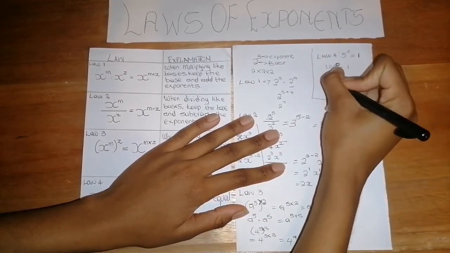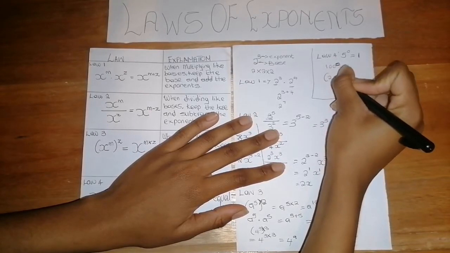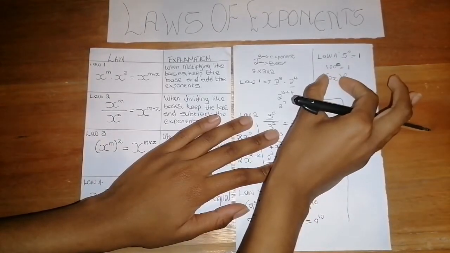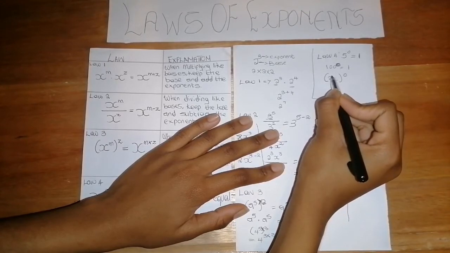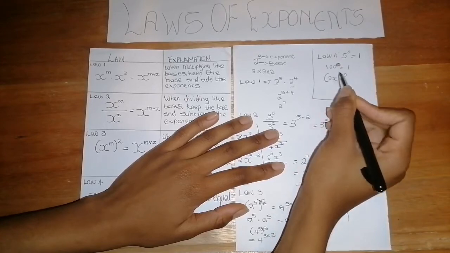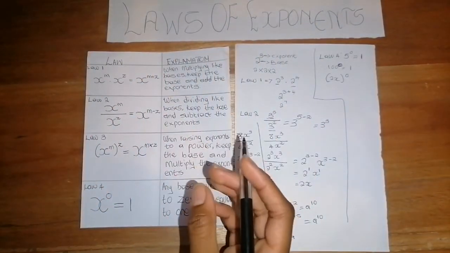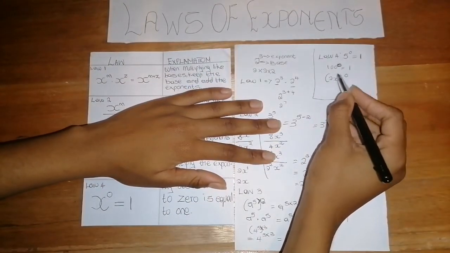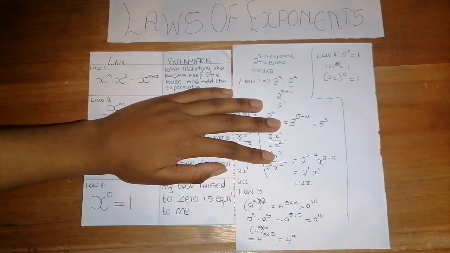Or let's say you have a bracket, maybe (2x) to the exponent 0. As you can see, this whole term is raised to the exponent 0. Not 2 alone is raised to the exponent 0, and not x alone. This whole term. Why am I saying so? Because it is in brackets and the 0 is raised to the whole bracket. So this term, 2x, will be equal to 1. I really hope that you understand that.